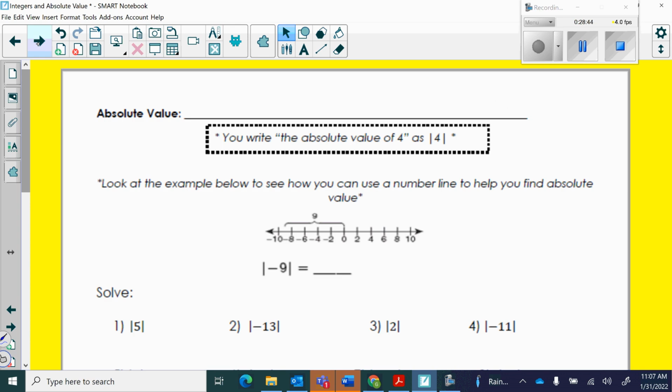Now we're going to get into absolute value of integers. We know integers are negative and positive whole numbers, yes? So the absolute value of these whole numbers is how far they are away from 0. So that's the definition of absolute value. The distance the integer is from 0.